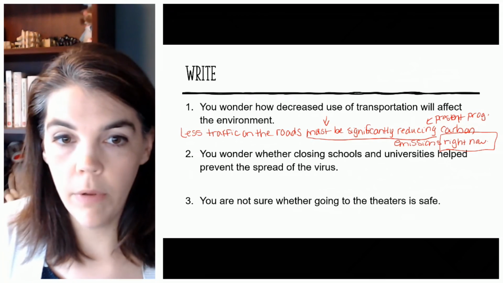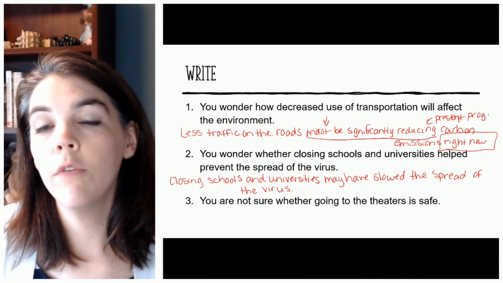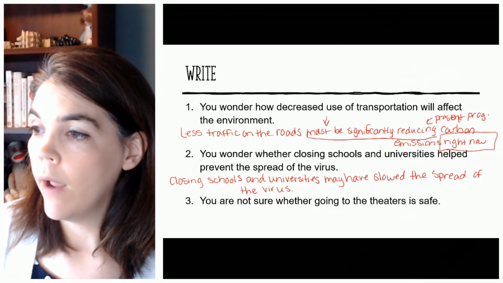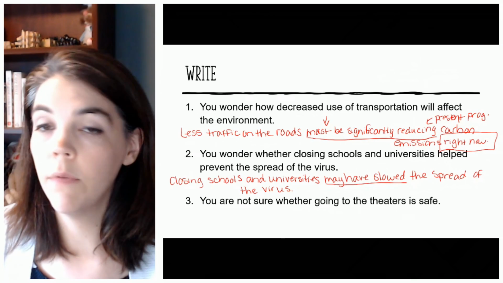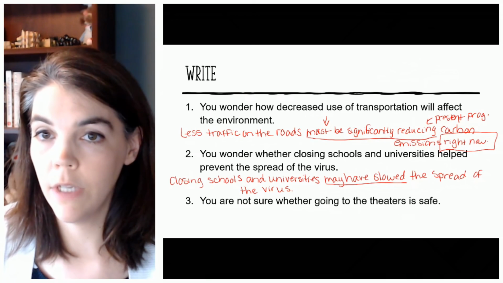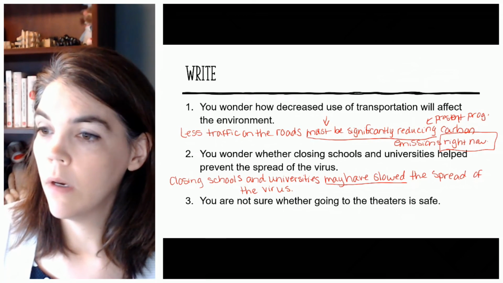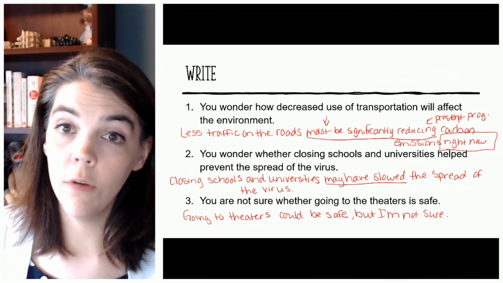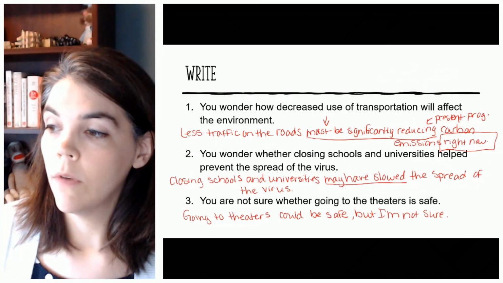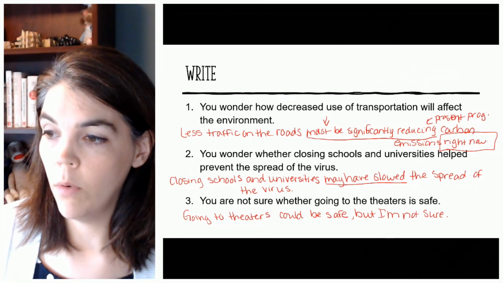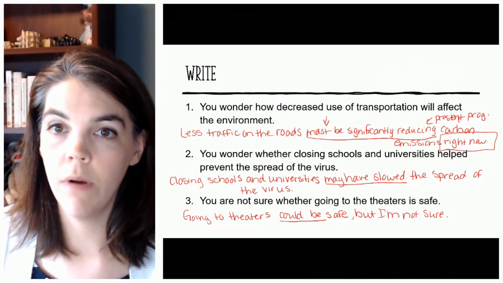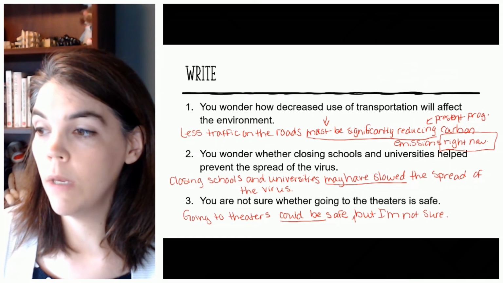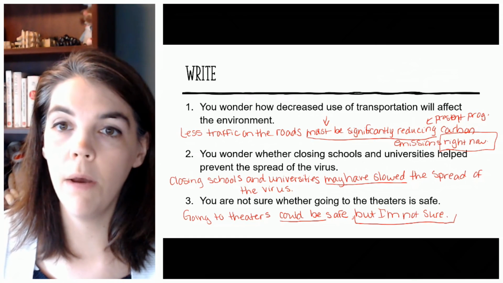All right, my second example, I wrote this. Closing schools and universities may have slowed the spread of the virus. So I have chosen may have slowed, and that shows past tense. All right, and finally my third one. Going to theaters could be safe, but I'm not sure. So here we see my modal of certainty is about 50%, right? Could be safe, but I'm not sure. And I added this context to make it just a little clear that I'm talking about a modal of certainty.